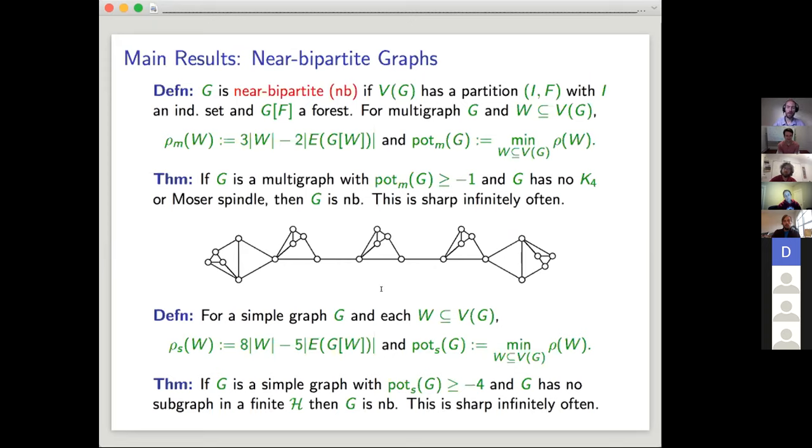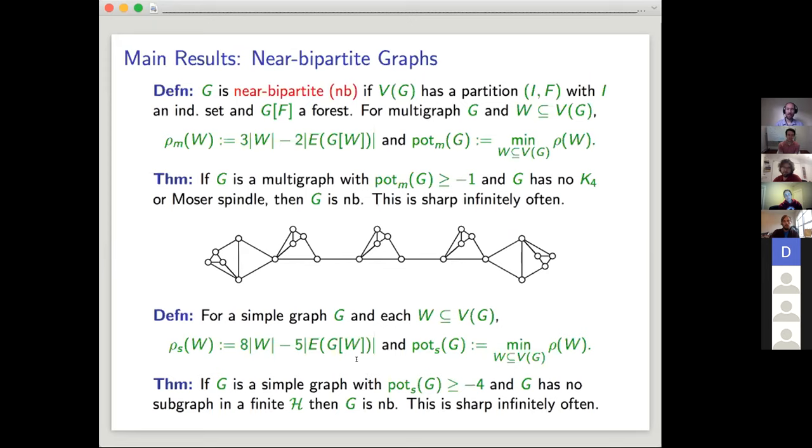So let's talk about the potential of these things. So the key to notice is that every time that you add another chunk in the middle, you add 5 vertices and you add 8 edges. So there's 1, 2, 3, 4, 5, 6, 7, 8. So there's 8 edges.